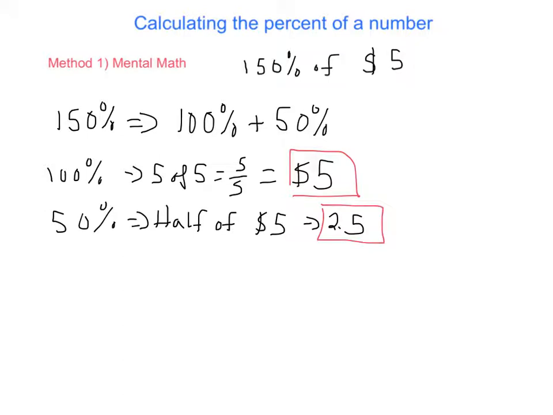So in the end, we go back to our addition statement, and 150% is going to be 100%, which is $5, plus half of $5, which is 50%, $2.5, which gives us 7.5 or 7.50. Okay, $7.50. That's how easy something like this is. I know I kind of jumped into it there, but that's the solution to this one. Let's take a look at another way to solve using mental math.